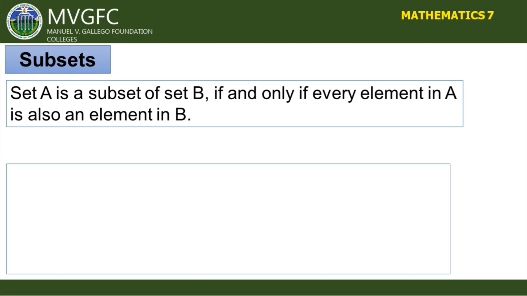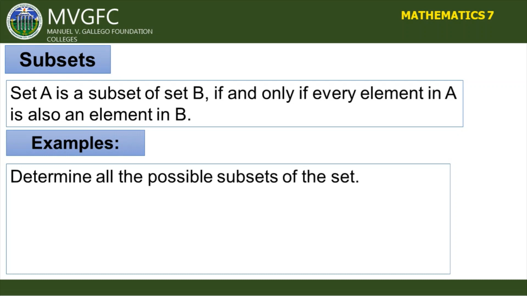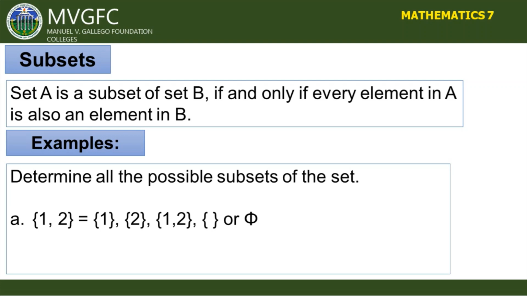Subsets are all the possible elements in a given set. Set A is a subset of set B if and only if every element in A is also an element in B. So for example, we have here to determine all the possible subsets of the set. For letter A, we have the set {1, 2}. So what are the subsets in that set? We have 1, we have 2, we also have 1 and 2, and of course the null or empty set.